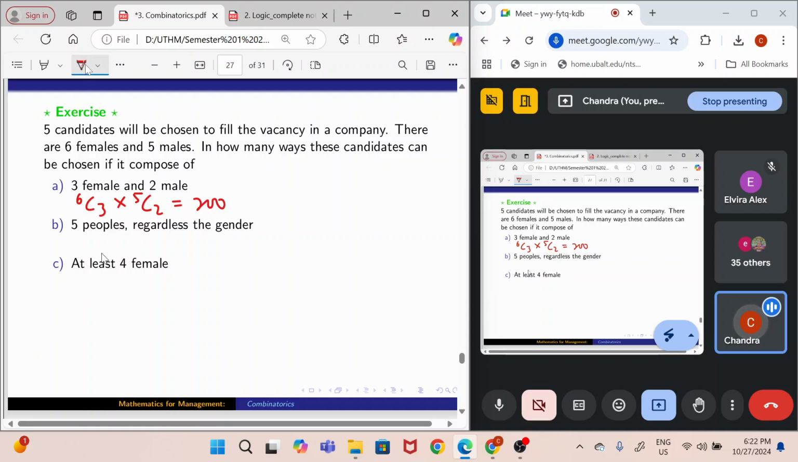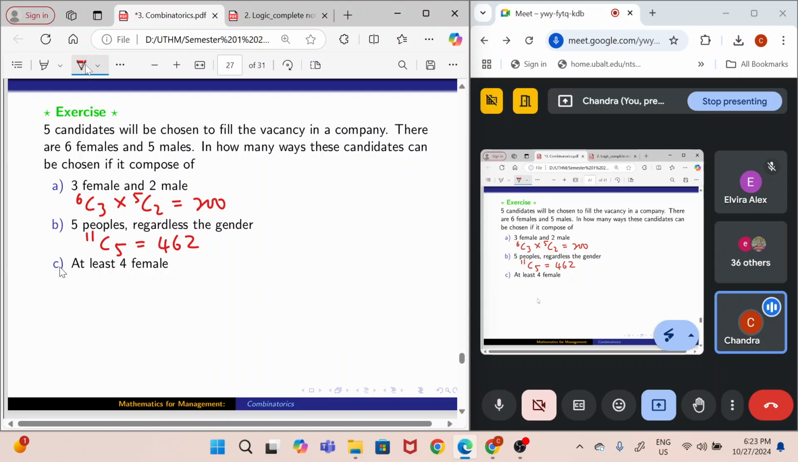Five people regardless of the gender. So how many people are there altogether? 11. 11C5. Out of 11 people, I want to choose 5. So the answer is 462. You can press it in the calculator.